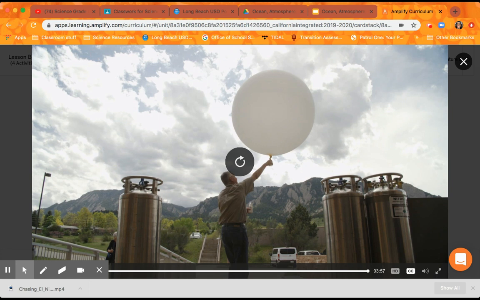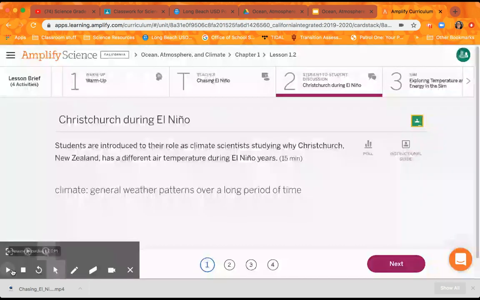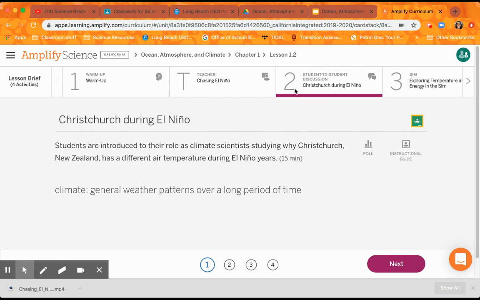Okay, next. We are now in activity 2, and before you go back to Amplify, I'm going to talk through a couple things, okay? So hold on. We're going to be focusing on Christchurch during El Nino. So we're going to be focusing on this place in New Zealand.